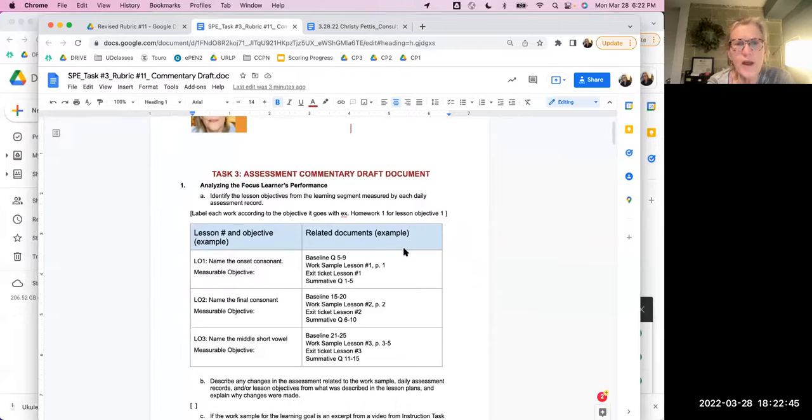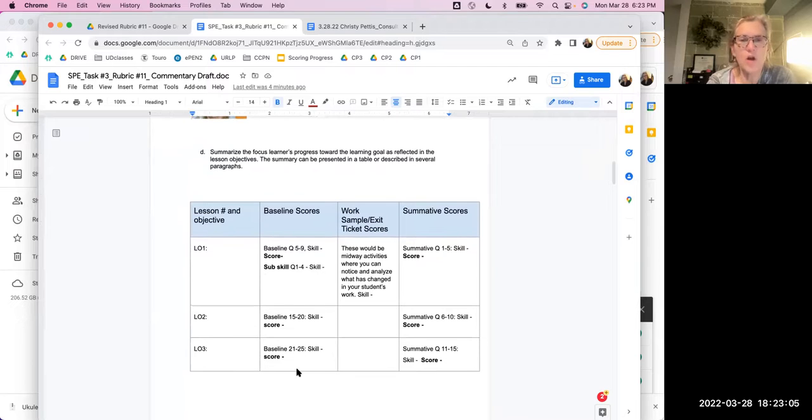So first of all, you want to identify the lesson and objective and any related documents. These are important because this is what you're telling the reviewer. This is where you're tracing your analysis across these documents. And a lot of times people sort of don't do this in a clear way.